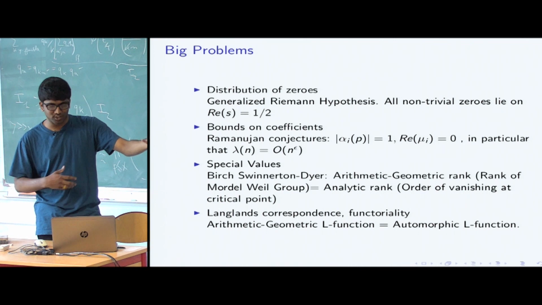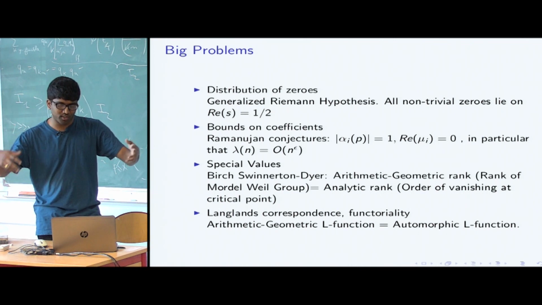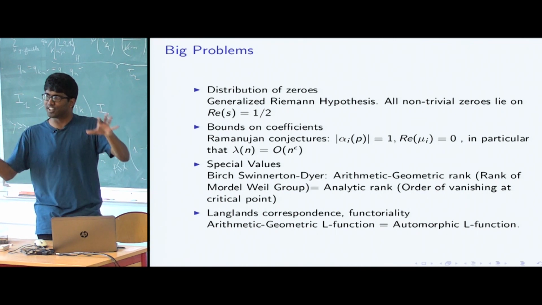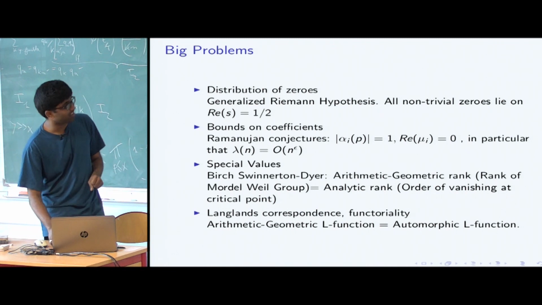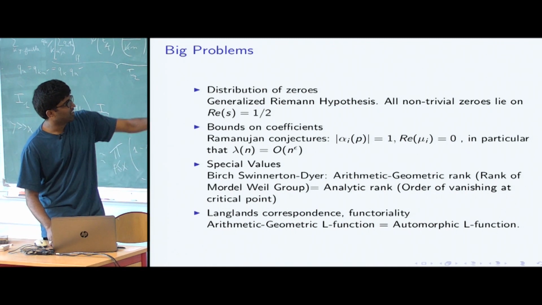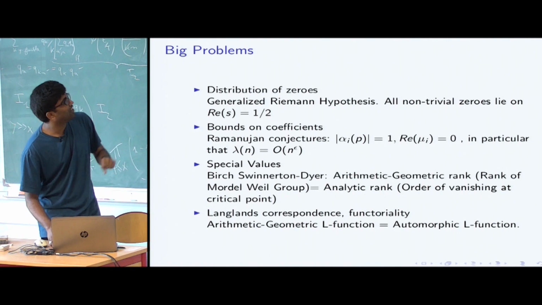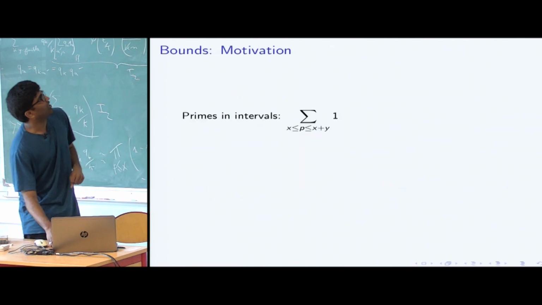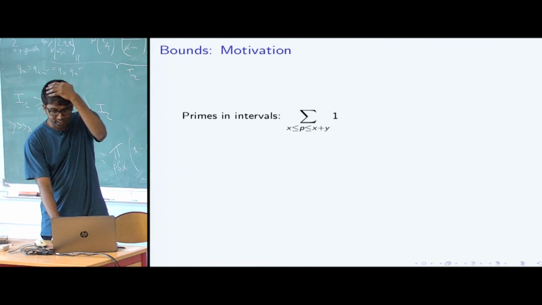One we have from arithmetic geometry and automorphic forms, and there are different constructions. You want to understand how all this space of L-functions are related. Okay, that's the main Langlands correspondence and the Langlands program. These are the big problems. Now, why do I want to study bounds?